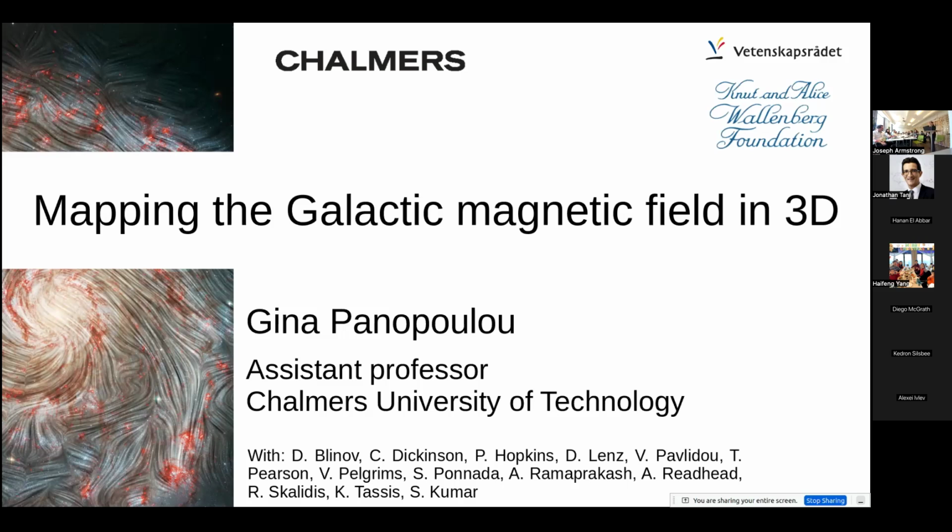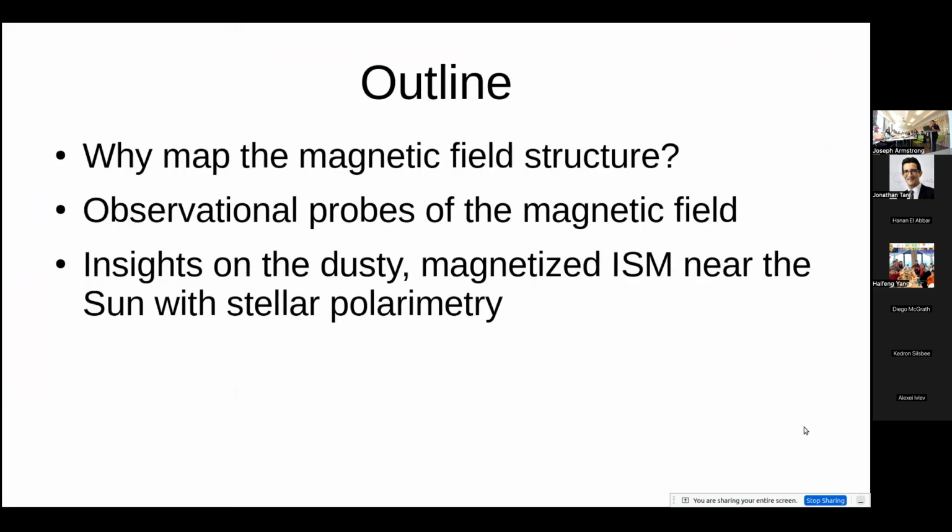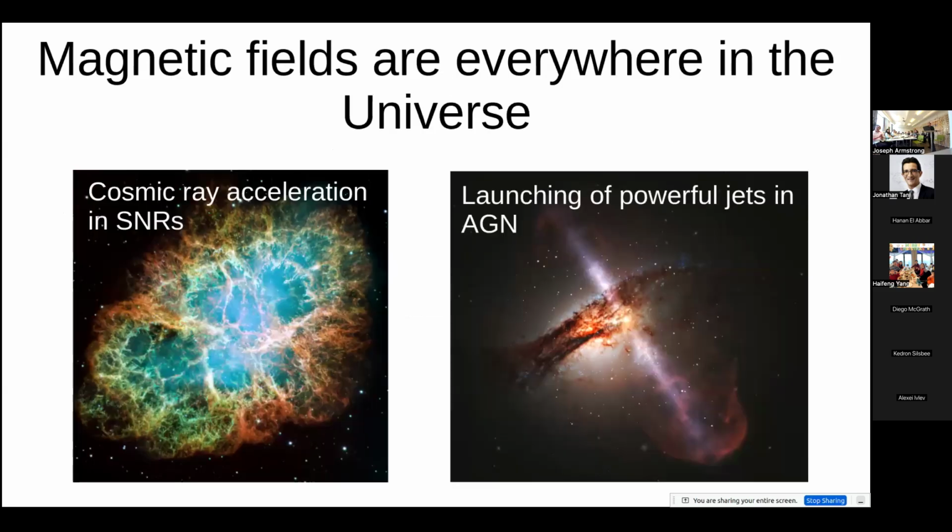So magnetic fields are everywhere in the universe. We know that the universe is filled with ionized plasmas. I forgot I have an outline slide. So what I'm going to talk about is our motivations for mapping the magnetic field structure, and then looking a little bit at the tools that nature gives us to do that. And finally, I'll tell you a little bit about what we're learning about the magnetic field around the sun, the ISM in the vicinity of the sun. But okay, let's move forward.